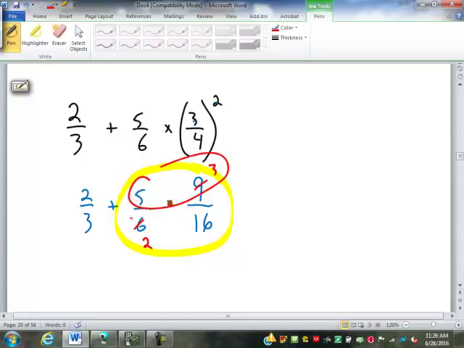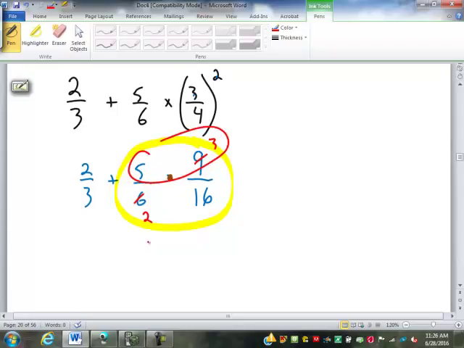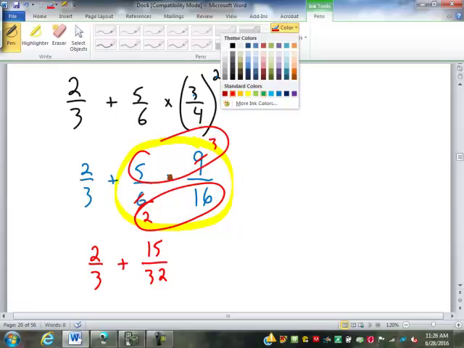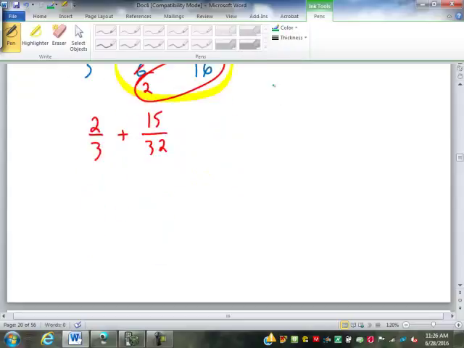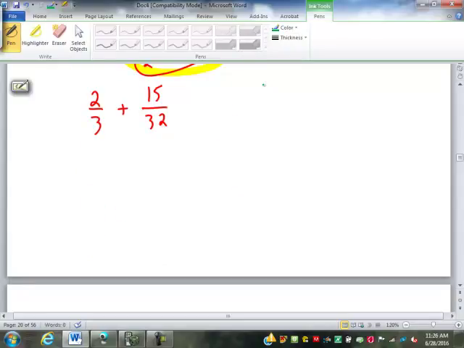5 times 3 is 15. 2 times 16 is 32. So now I have 2/3 plus 15/32. I need a common denominator now to add. That common denominator is going to be 96.